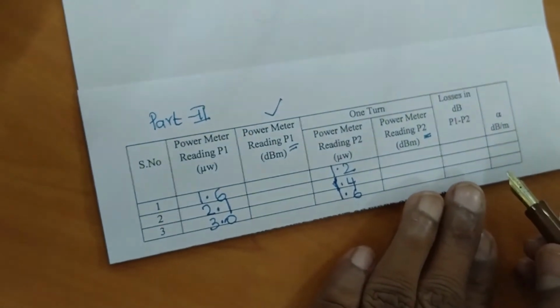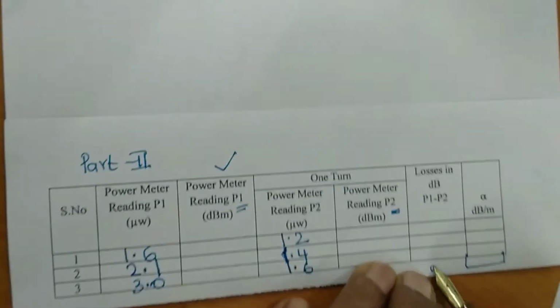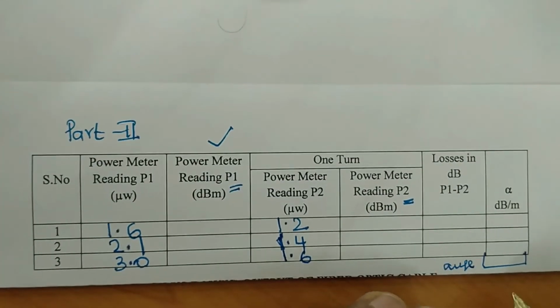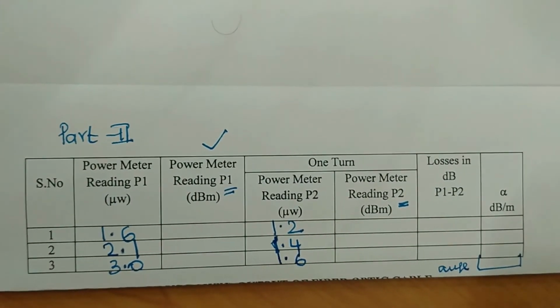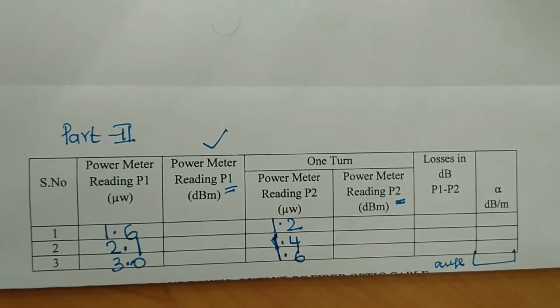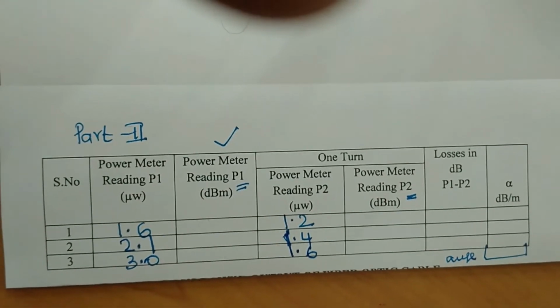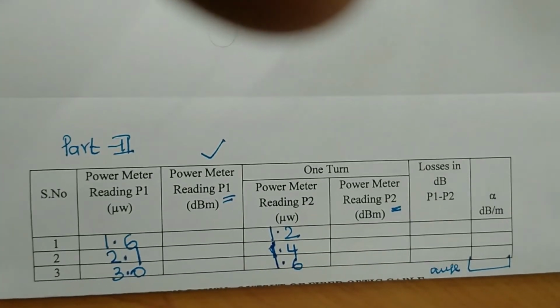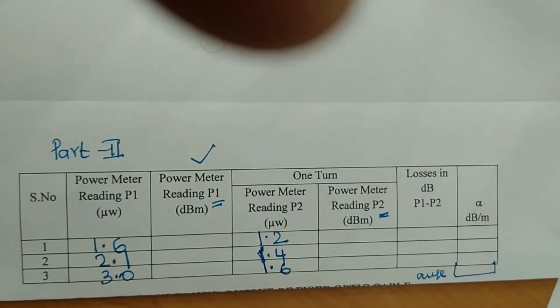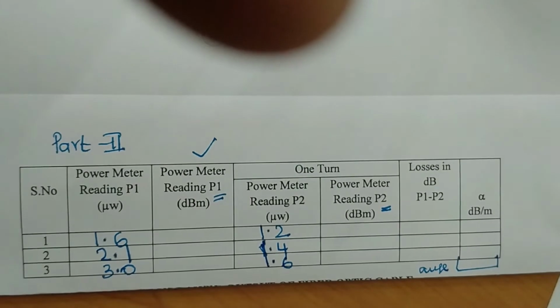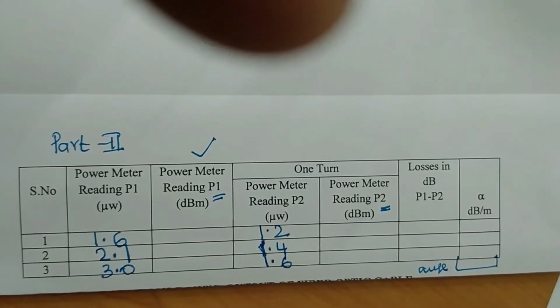Once you calculate all these three, you have to take the average of this, and this average value you need to write in the result part of it. So the first part will have numerical aperture and acceptance angle, the second part will give you the alpha value as a result. Then we'll do the third part.